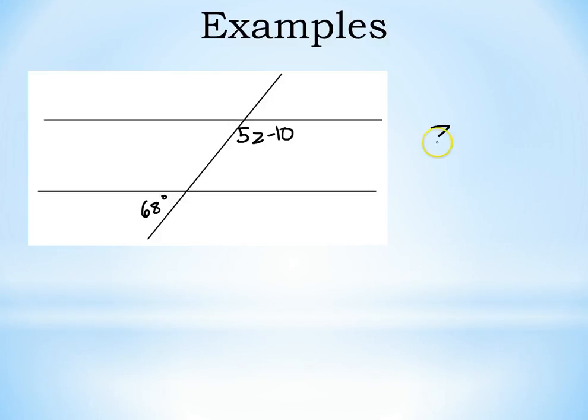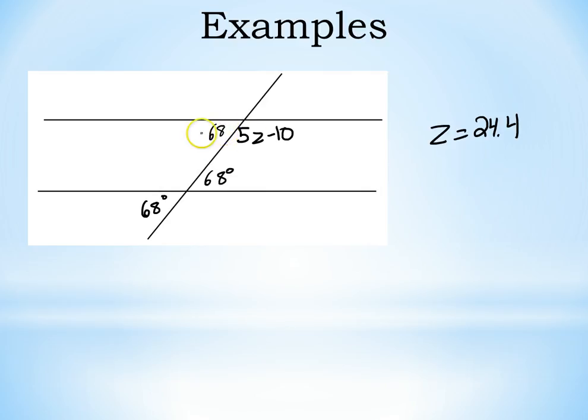Alright, you should find that z equals 24.4. And there are a couple different ways you could have gone about doing that. One way is to recognize if this is 68 degrees, so is this angle right here. And now these two angles, while we didn't originally have a relation between 5z minus 10 and this 68, we now have consecutive interior angles. So they add up to 180, solve for z, you'll get 24.4. You also could recognize that this angle right here was 68.